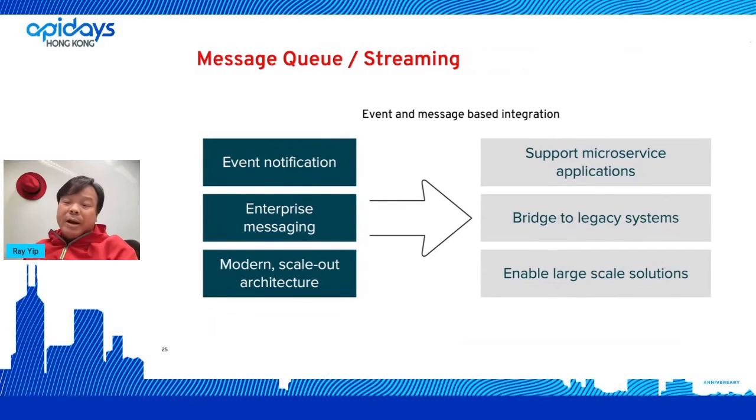Traditionally, message queue technology is focused on asynchronous communication. And nowadays, a hot topic is streaming. For example, event-driven architecture is based on asynchronous, non-blocking communication between the event producer and also the event consumer.